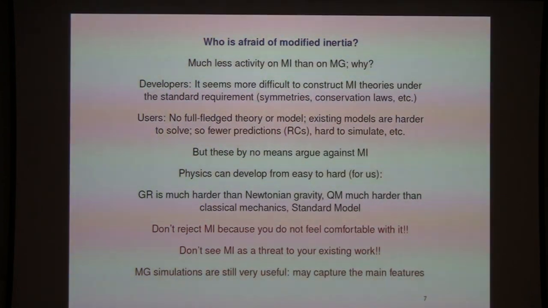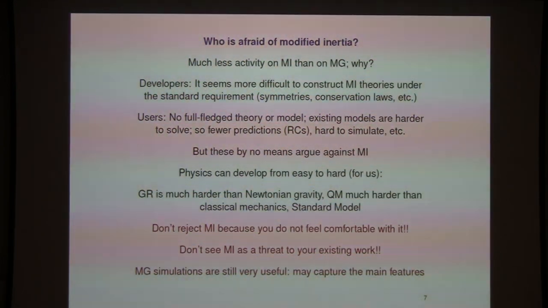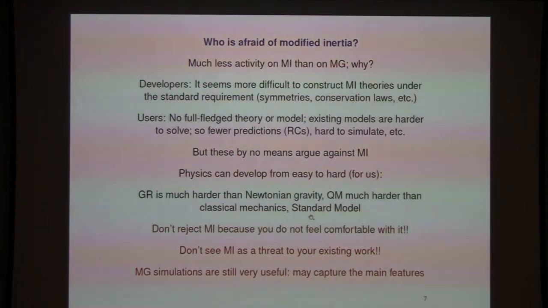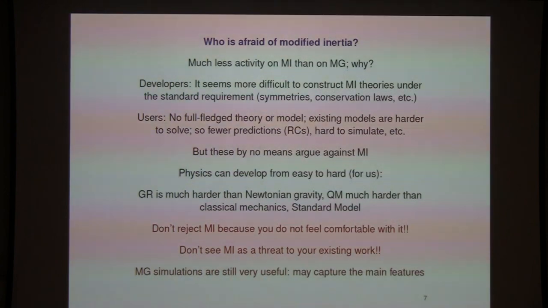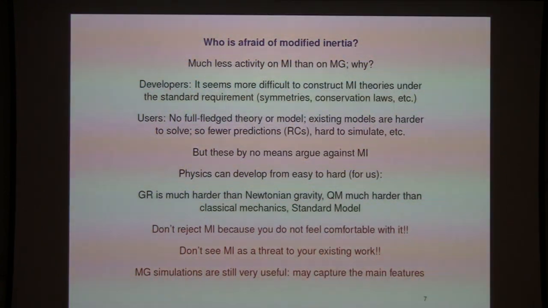Because nature doesn't go by our limitations. Nature can solve very difficult problems, as we know, but we cannot. So I think there is absolutely no reason not to think about theories in this direction, and they do have their attractions. In fact, I give you some examples. General relativity is much harder than Newtonian gravity. Not only does it have many potentials, but it is non-linear and very difficult to solve, and only very few problems in general relativity can actually be solved. If I asked you to do a 10-body problem in general relativity, it's practically hopeless.